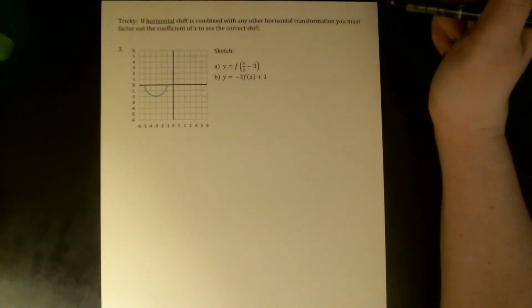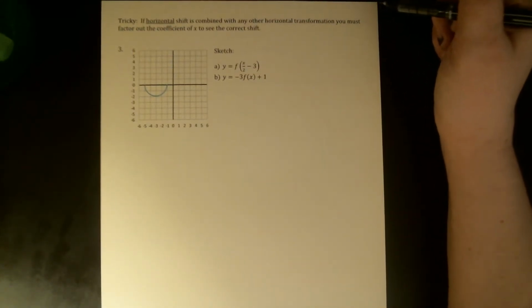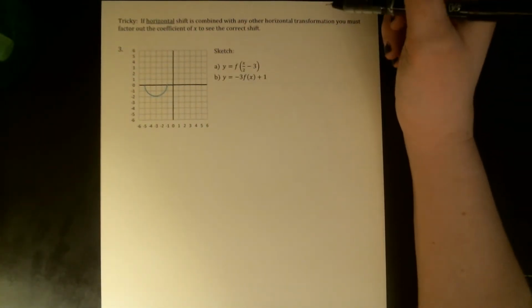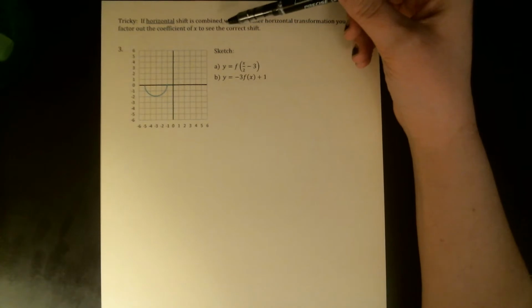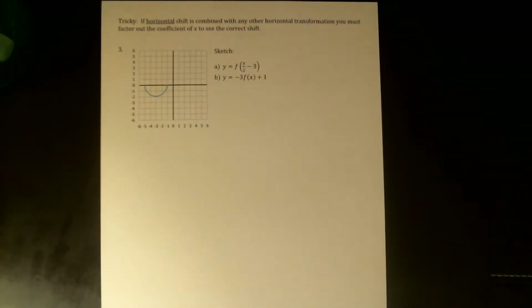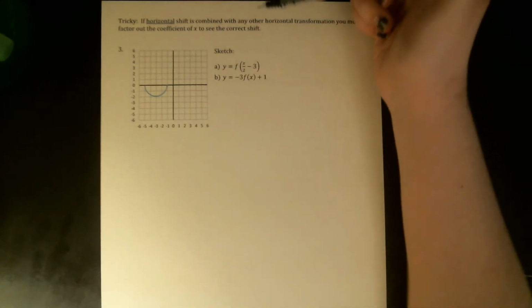Hi all, here's another example of graphing using transformations. This gets into a little bit of a tricky issue. This is a function we worked with before in our first example. I just want to use it to demonstrate that we can get into a little bit of extra trouble if we have a horizontal shift combined with any other horizontal transformation. There are actually two ways you can deal with this. I've chosen the one I think is least confusing, but you can decide that for yourself.